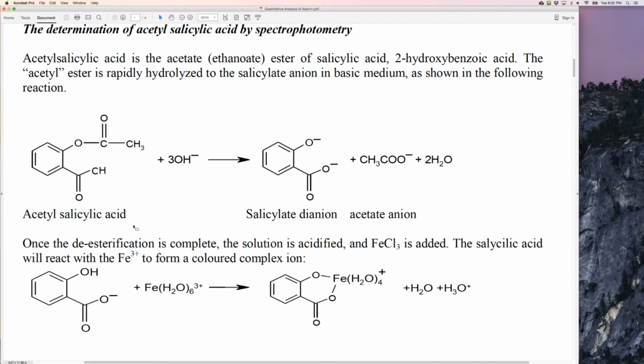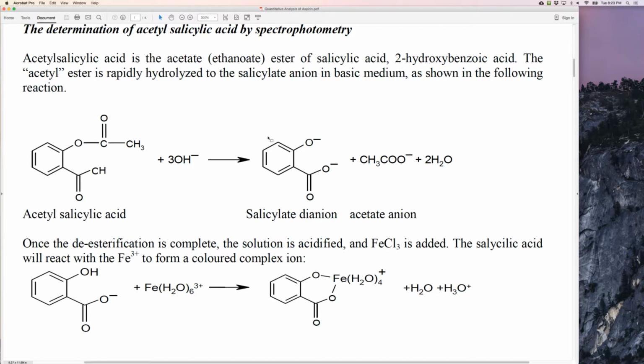If you introduce aspirin into a basic solution, remember this hydroxide group, we should know that it is basic. If you introduce it to a basic solution, what you end up getting is a hydrolysis reaction, and you create a new molecule. So the chemical reaction takes place. You have an acetate anion as one of the products, and then you have water as another.